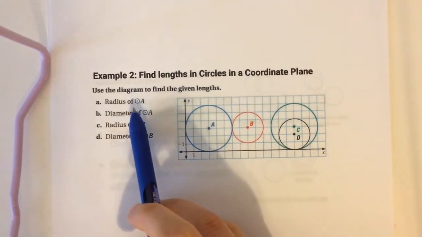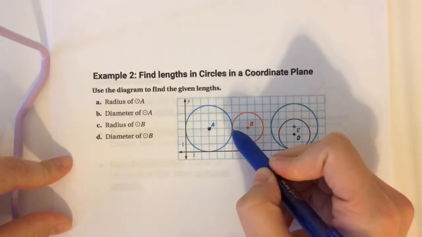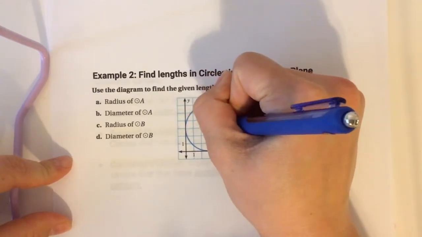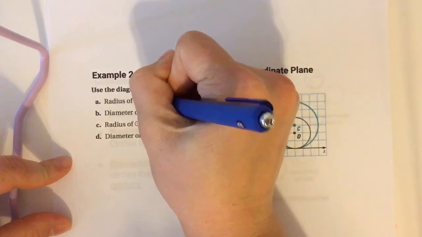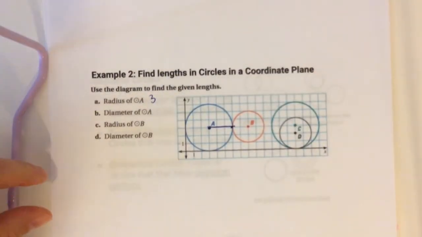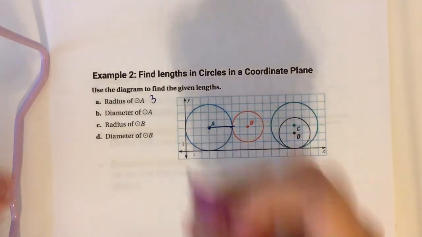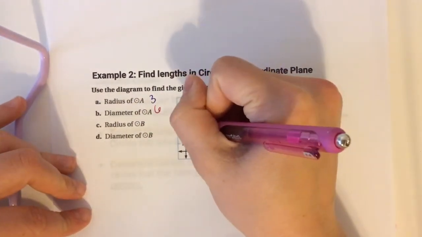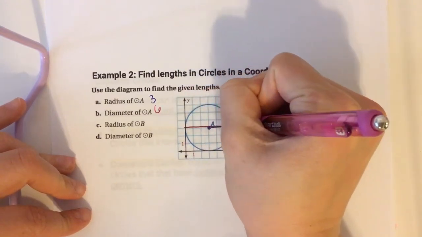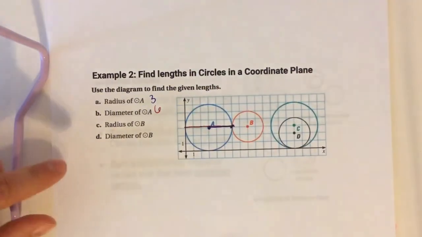So for part A, the radius of circle A, well, we know the radius goes from the center to the edge of the circle. So this line right here would be our radius, and that's just going to be 1, 2, 3. So our radius would be 3. The diameter of circle A, well, we know it's going to be double the radius, so automatically we can say 6, or we could just count. We go through the center, edge to edge of the circle, 1, 2, 3, 4, 5, 6.